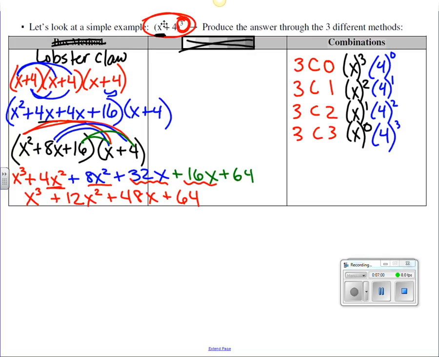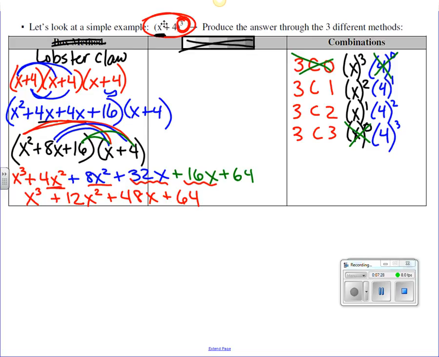Okay. To get your answer, before we go to the calculator, we're going to mark out the ones with zeros. The ones with zeros don't matter. So 3 choose 0 disappears. 4 to the 0 disappears. And x to the 0 disappears. So that will make your life easier a little bit. So you mark out the ones with zeros.